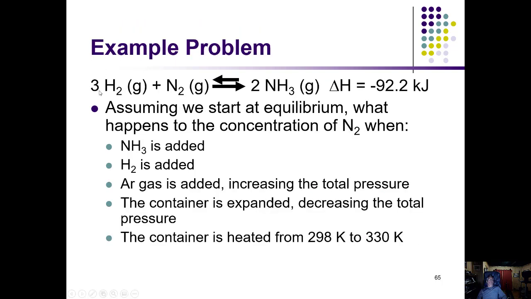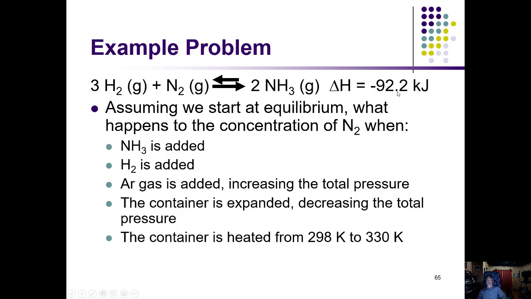Here we go. So this is the Haber-Bosch process. 3 moles of hydrogen gas, 1 mole of nitrogen gas, in equilibrium with 2 moles of ammonia. Now, notice the delta H.